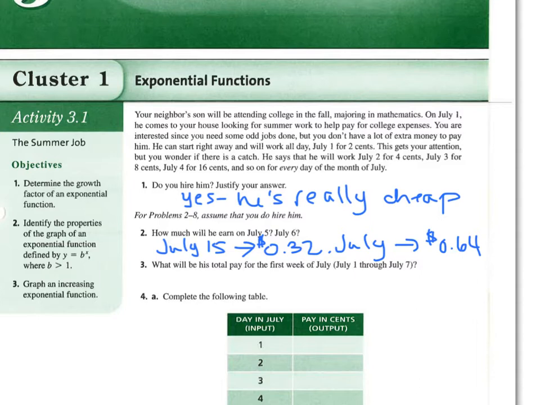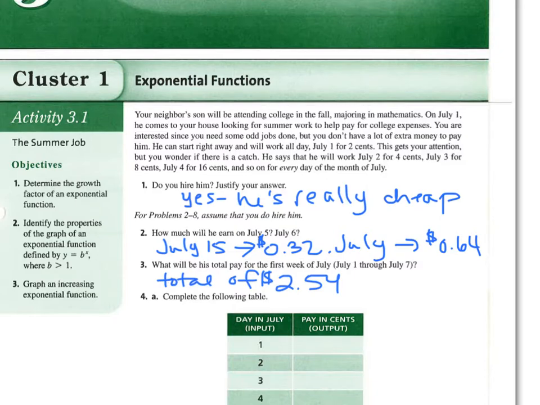Okay, so let's look at here what his total pay is. Okay, so number 3 is asking us not what's he going to make on July 7th, but what his total is on July 7th, the first week. Okay, July 1st through July 7th. So if you add those all up and find that last one, July 7th, he would make $1.28. If you add that all up, so that first week he's going to make a total of $2.54.